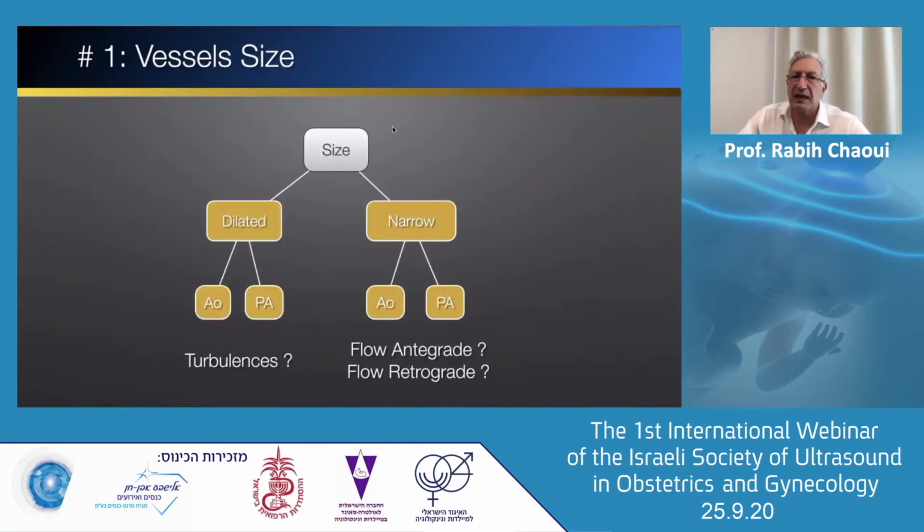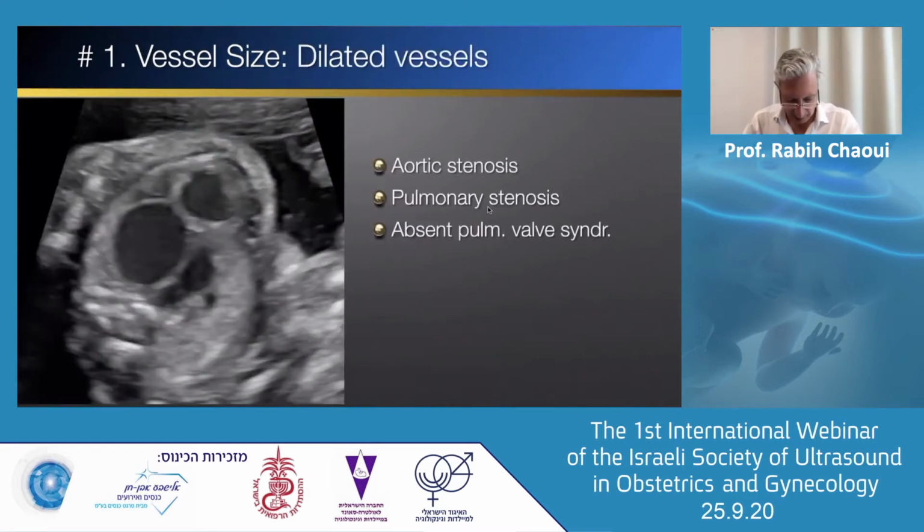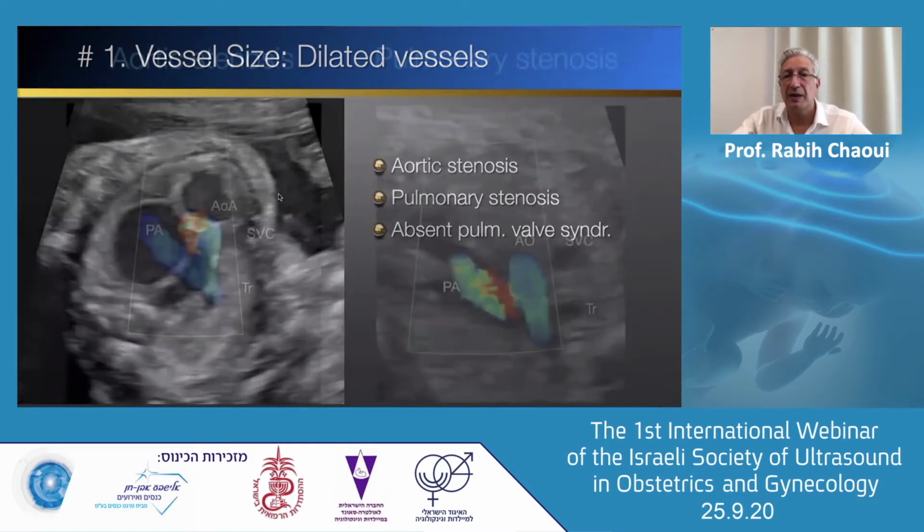The vessel size of the arteries can be either dilated or narrow, and it can affect the aorta or pulmonary artery. In general, find turbulences. The narrow can be the aorta or pulmonary artery, and then using the color Doppler, you see the flow either antegrade or retrograde. Then we see here the aortic stenosis. Pulmonary stenosis and absent pulmonary valve syndrome are the typical anomalies leading to a dilation of the aorta and of the pulmonary artery. So let's see some examples.